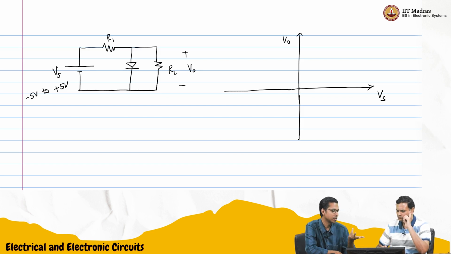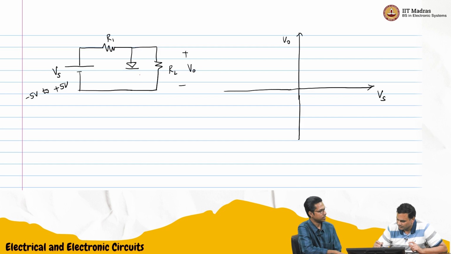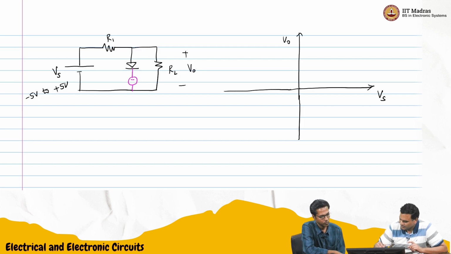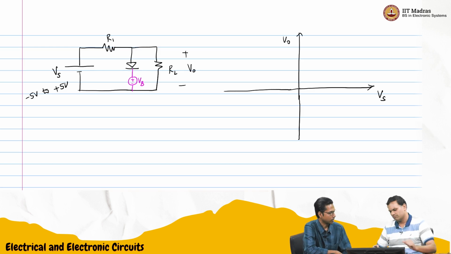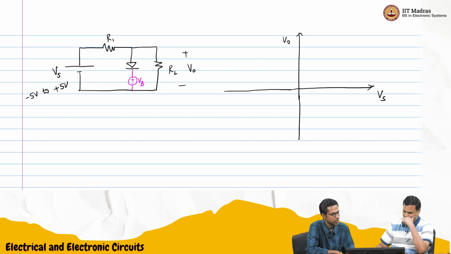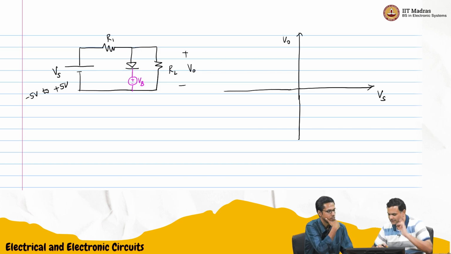So we'll introduce a voltage VB source in series. I'll make it in any one direction, it doesn't matter, because if it's negative, we'll just know. Again, we'll do 0 to plus 5 first. So if input is 0, this is the ideal diode, right?